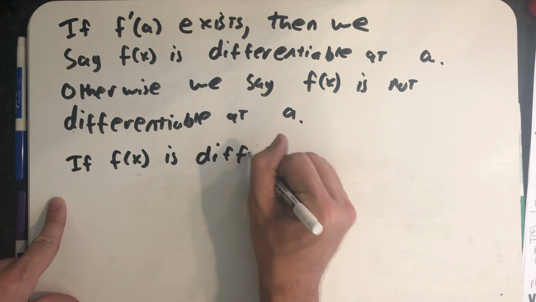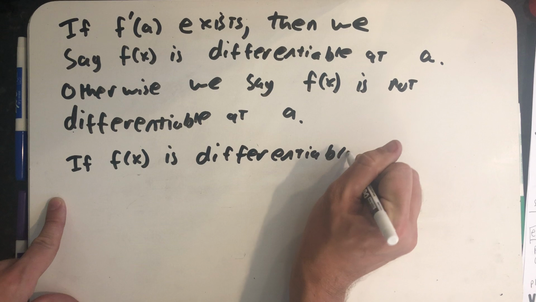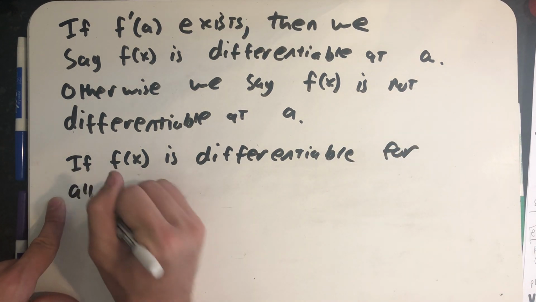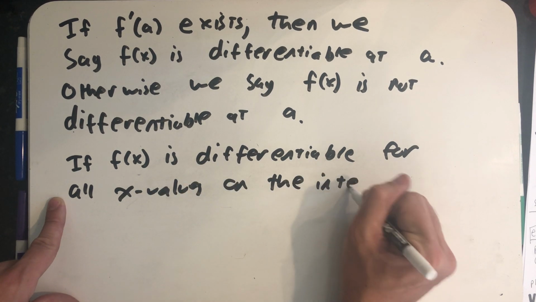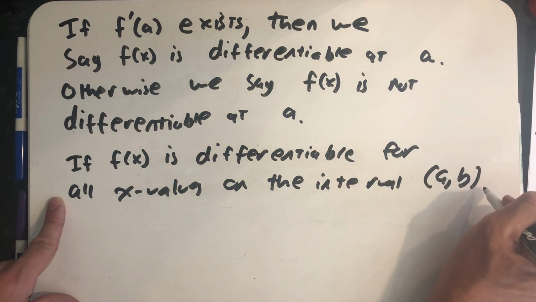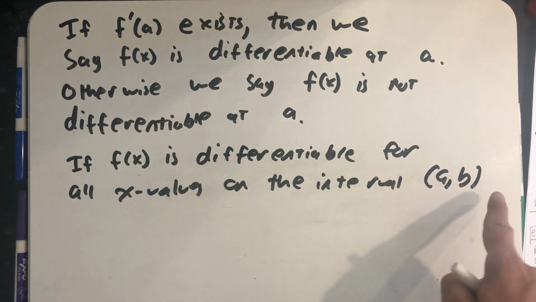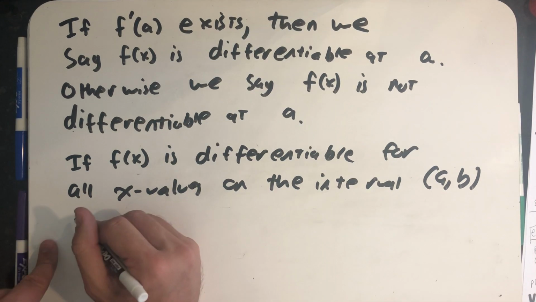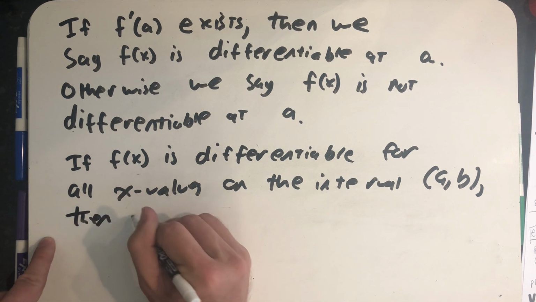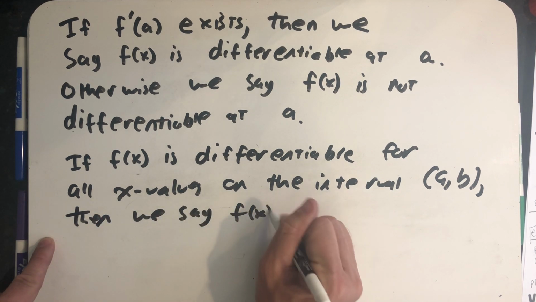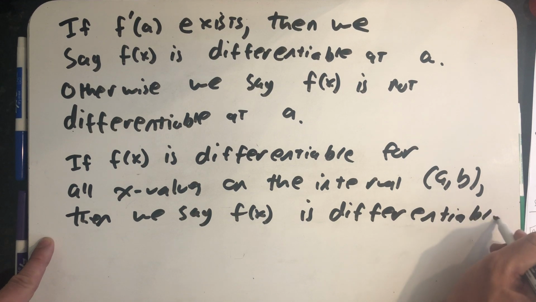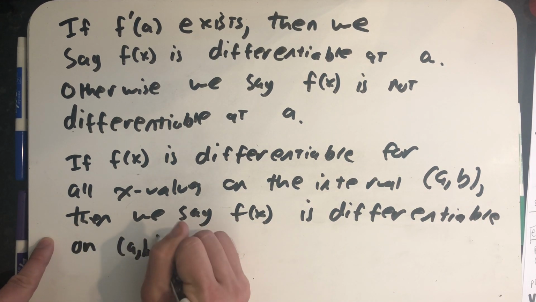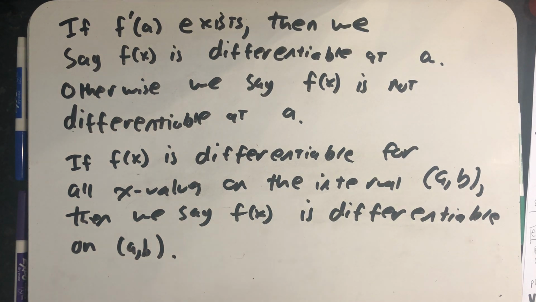If f of x is differentiable for all of the x values on the interval a comma b, an open interval, the interval that goes from a to b but doesn't include either endpoint, then we say f of x is differentiable on AB. Just giving us a shorter way of saying that f is differentiable for all the x's on that open interval. F is differentiable on AB.